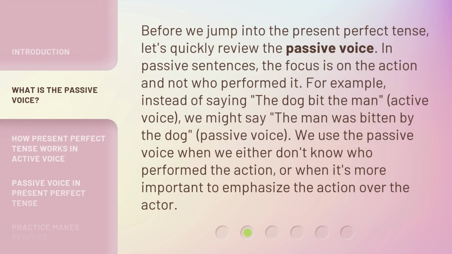Before we jump into the present perfect tense, let's quickly review the passive voice. In passive sentences, the focus is on the action and not who performed it. For example, instead of saying, "The dog bit the man," active voice, we might say, "The man was bitten by the dog," passive voice. We use the passive voice when we either don't know who performed the action, or when it's more important to emphasize the action over the actor.